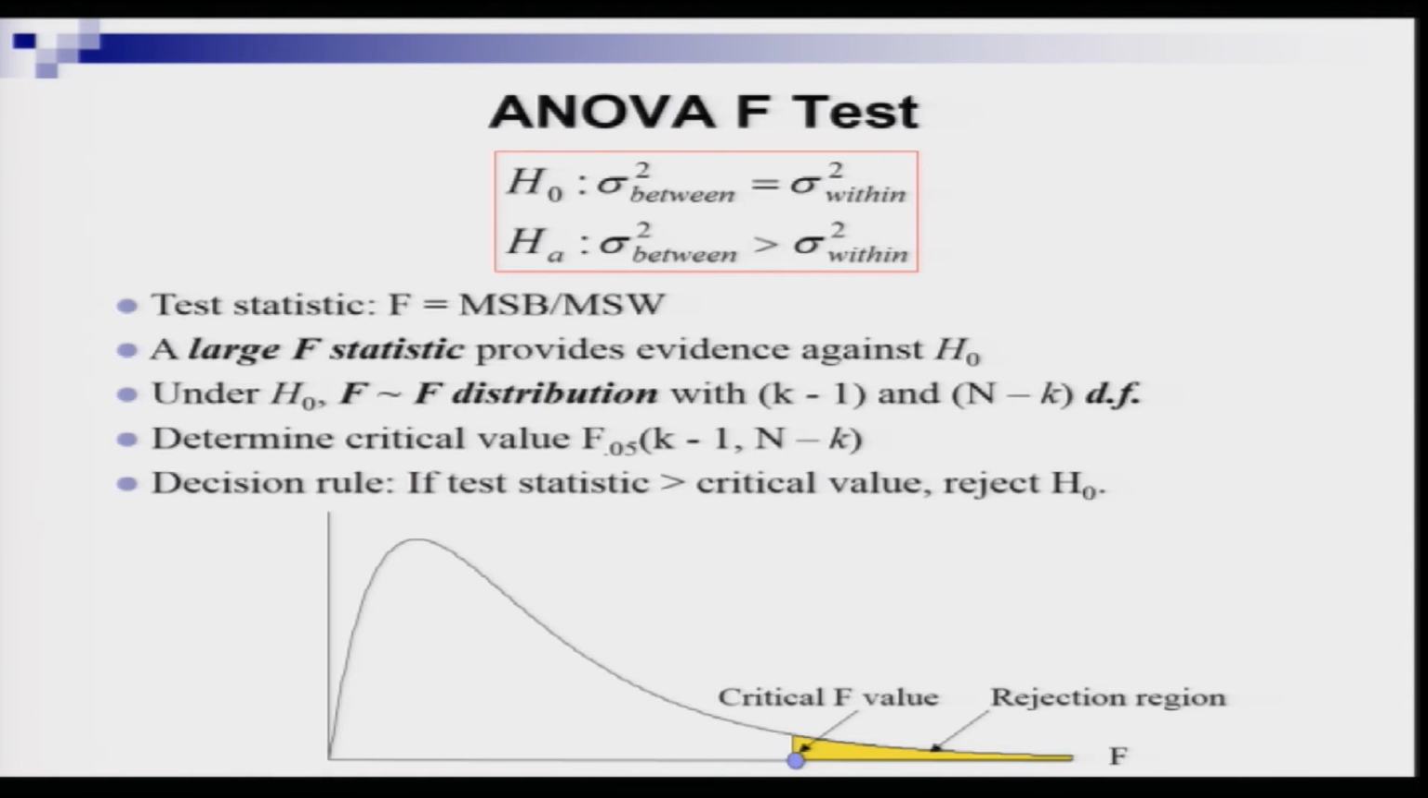Then you have to set a level of significance. Again you can start with alpha equal to 0.05, following the standard norm. The next step is to determine the critical value by consulting a statistical table, and you get the critical value F 0.05 for 2 degrees of freedom, k minus 1 and N minus k. We already discussed how to consult an F table, so please consult the previous lecture.